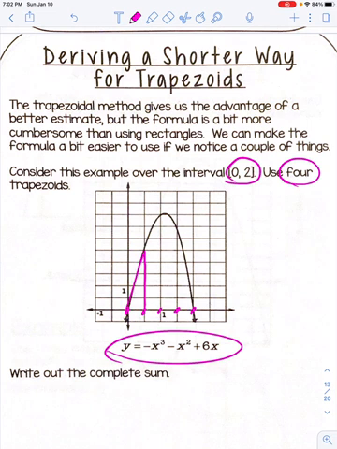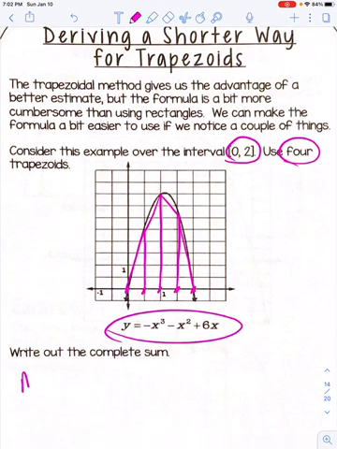And I'm going to go up and draw a trap, and up and draw a trap, up, trap, trap. Okay, so area equals 1/2.